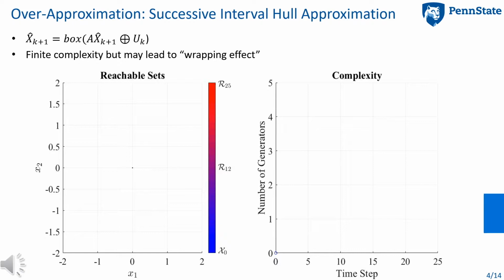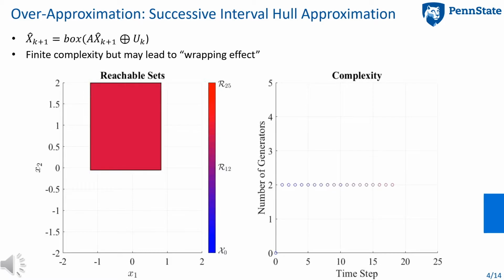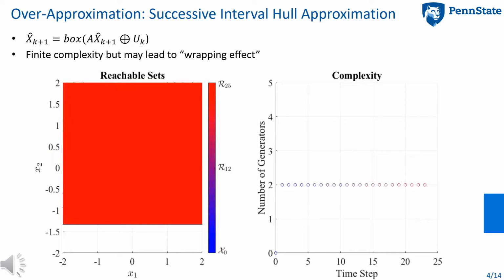For verification, over-approximation of a reachable set is often satisfactory to verify constraint satisfaction. On this slide, I present a method in which successive interval Hull approximations result in bounding the number of generators. Unfortunately, this can lead to large, potentially exponentially growing over-approximation error, often referred to as the wrapping effect.